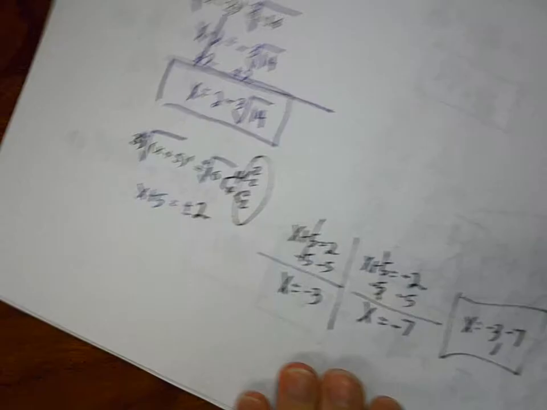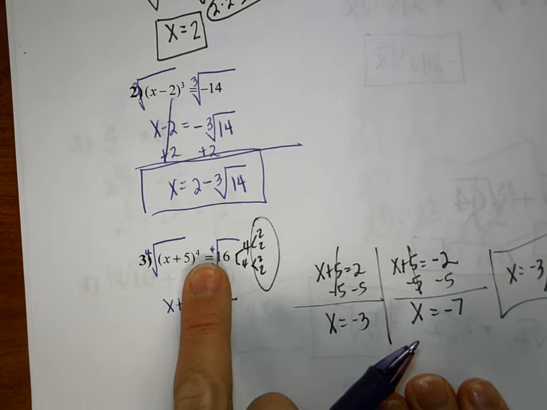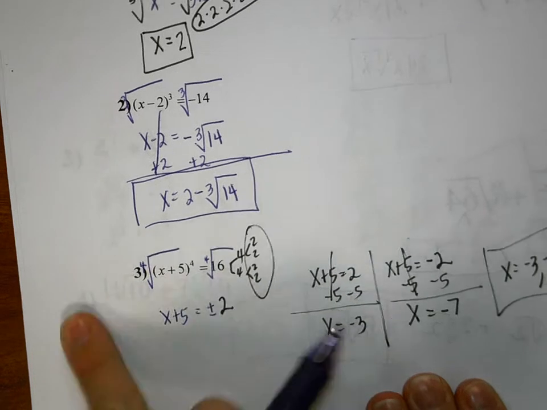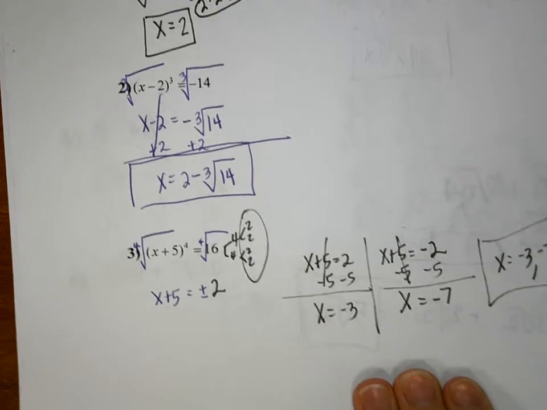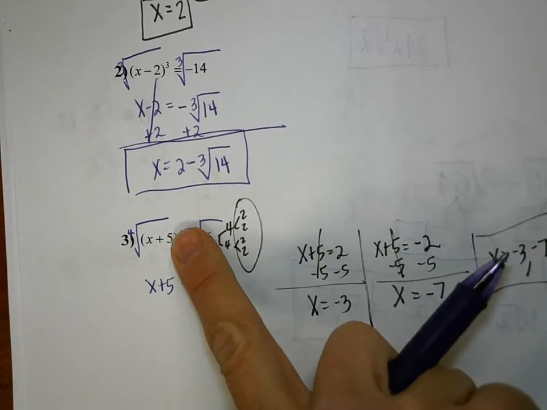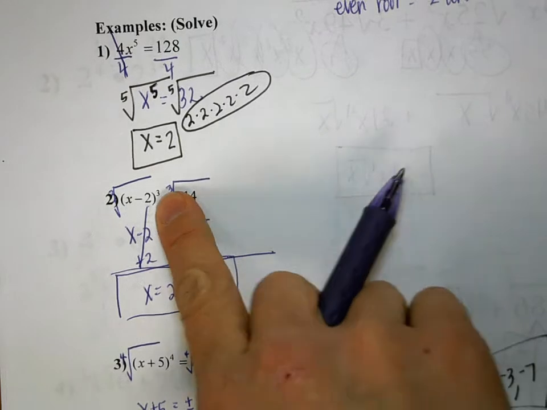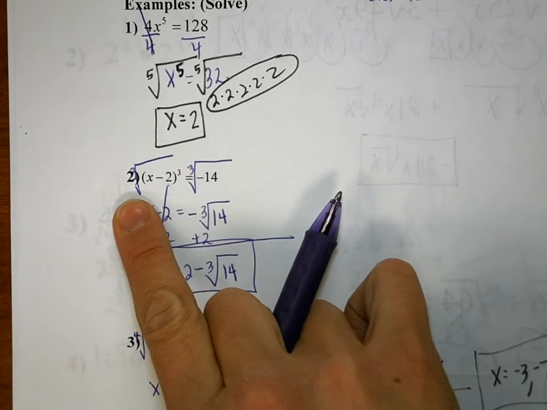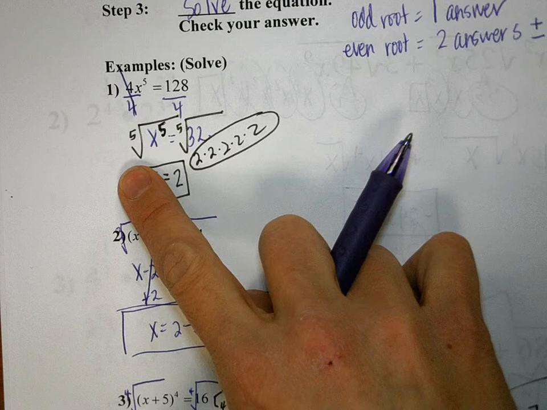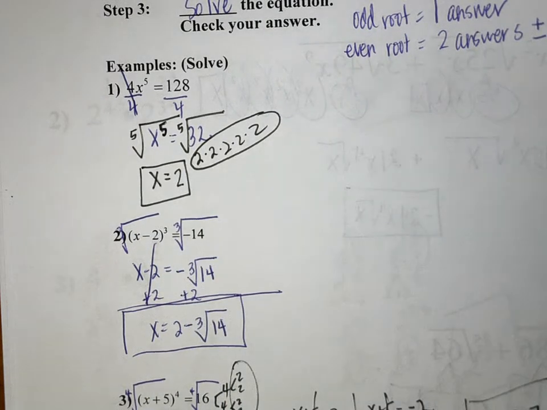So this one, we had powers, and we used a radical in order to get rid of our powers or exponents, right? So if this was 4, we took a 4th root. If this was 3, we took a 3rd root. If this was a 5, we took a 5th root. They all kind of match, right?